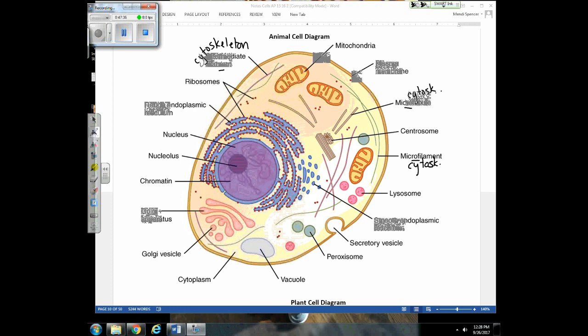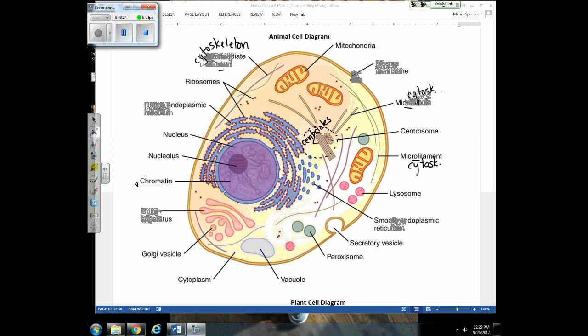In addition, I want to point out that these two structures are technically called the centrioles. Now you see that they're labeled the centrosome. I want you to think of the centrosome as just being the area of the cell. So let's kind of denote that there. The centrosome is really the area of the cell where the centrioles are located.